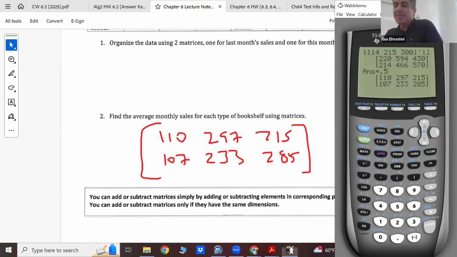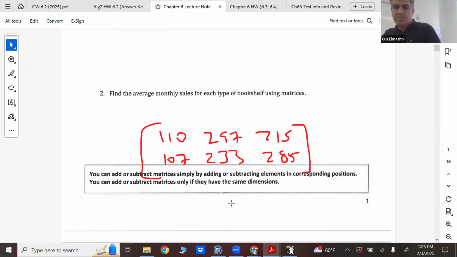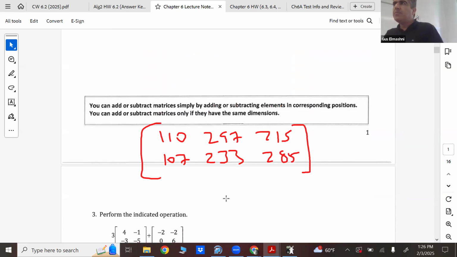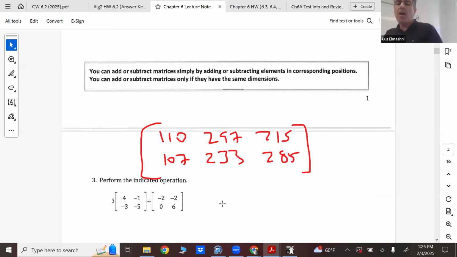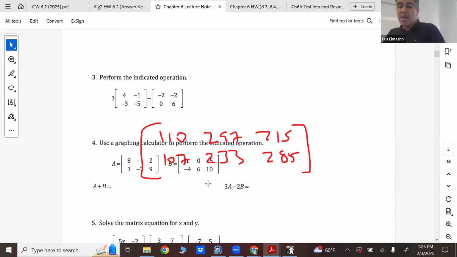The math is actually really easy. It's just a new thing you guys are seeing with the matrix. So when you add or subtract, just add or subtract them. That's all, but this is a more organized way. That's all it is. So just make sure the dimensions are the same when you do this.